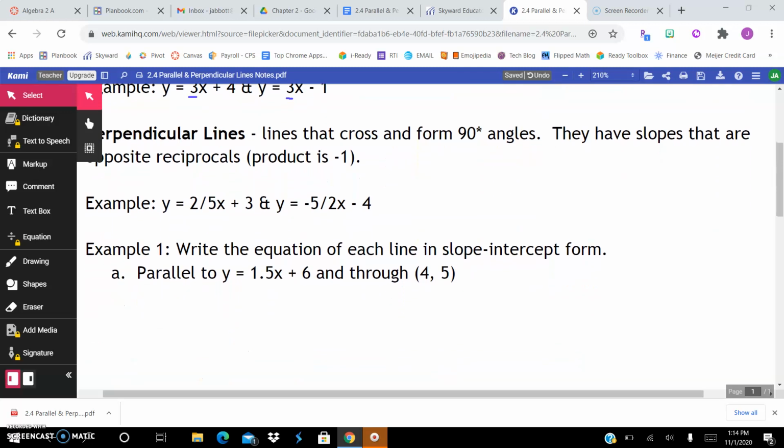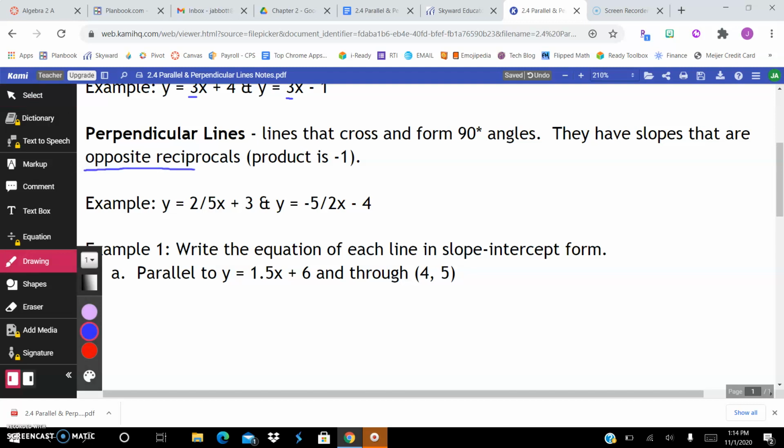Perpendicular lines are lines that cross and form 90-degree angles. They have slopes that are opposite reciprocals. And what that means is that if we multiply them together, we're going to get -1. An even easier thing to think about is my example here: I have y equals 2/5 x plus 3 and y equals -5/2 x minus 4.